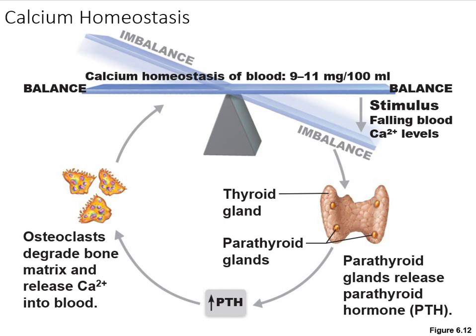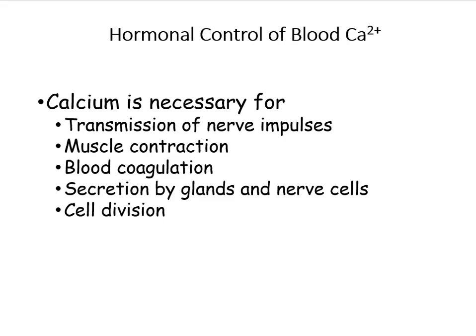So if you have falling calcium blood levels, that imbalance triggers the parathyroid glands, located on the back of the thyroid gland, to release their hormone, parathyroid hormone, which increases blood calcium levels by activating osteoclasts to degrade bone and release some of that calcium in bone back to the blood. So parathyroid hormone is going to be the main hormone that helps dictate and maintain calcium levels in the body.